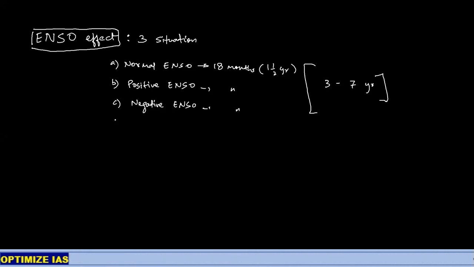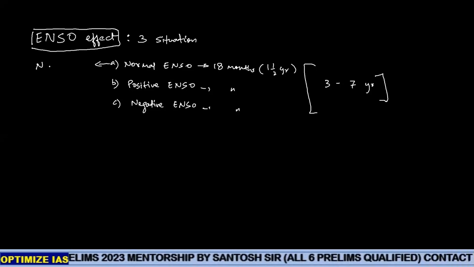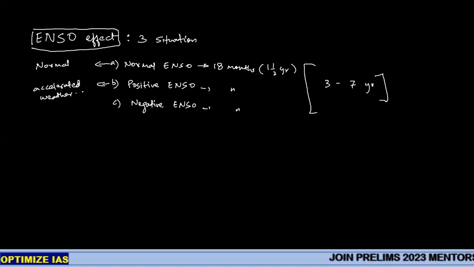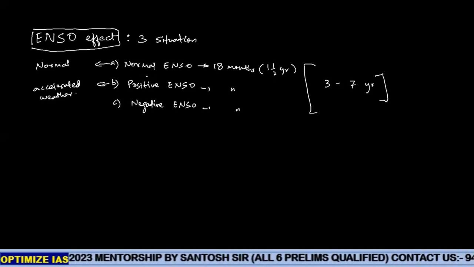So what does normal ENSO mean? When normal ENSO is there, your weather situation in the world will also remain what? Normal. So the impact of normal ENSO is normal weather conditions. Positive ENSO means what? Speeded up, accelerated weather conditions in the world. Why? Because your Walker cycle gets speeded up in the same direction.